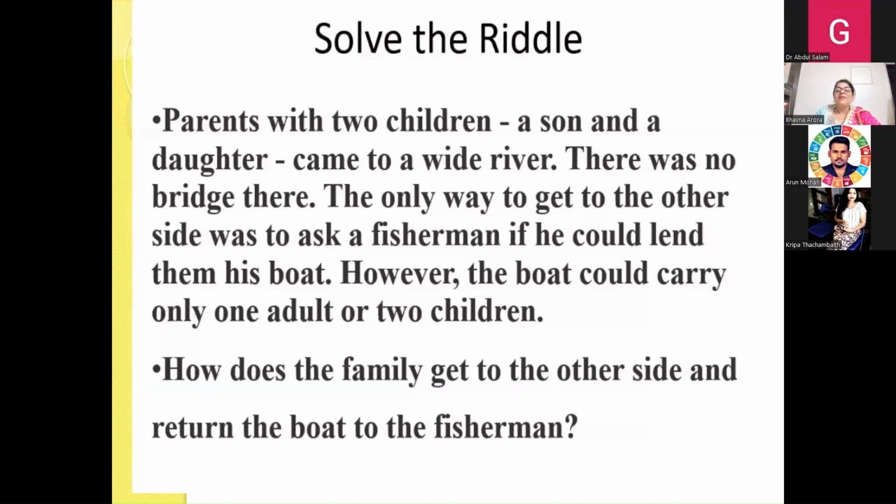You got the idea. Now let me explain. First two children go, one child comes back, the mother goes. The child who's already there comes back, and then both the children go. Then one child comes back and the father goes. Then one child there comes back and then both the children go. Then one child comes back, the boatman or the fisherman goes there. And then the other child comes back, and then both the children go there. So the whole family is on that side. The fisherman will bring the boat back to this side, and then the whole family is shifted there.